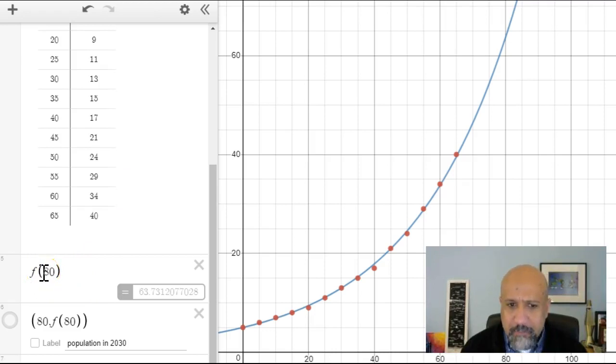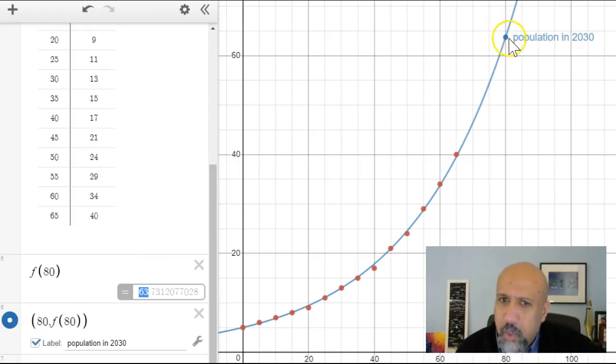In 80, my function gives me a value. I can see it here perhaps of 63.7. That's 63.7 million people. And actually, I can go ahead and graph that point here. So the population in 2030 is way up here above 60 million people.